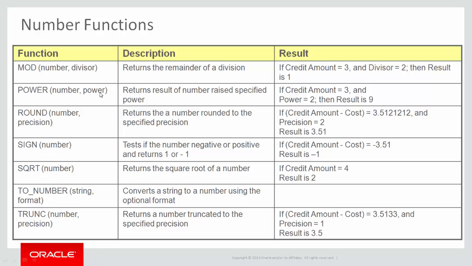The next is power. Power takes a number to a certain power. So for example, 3 to the power of 2 is 9, or 3 times 3. We've basically just squared it in that example.